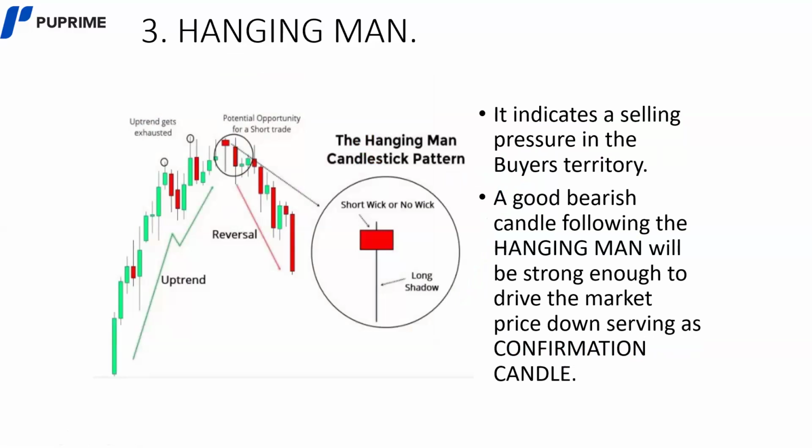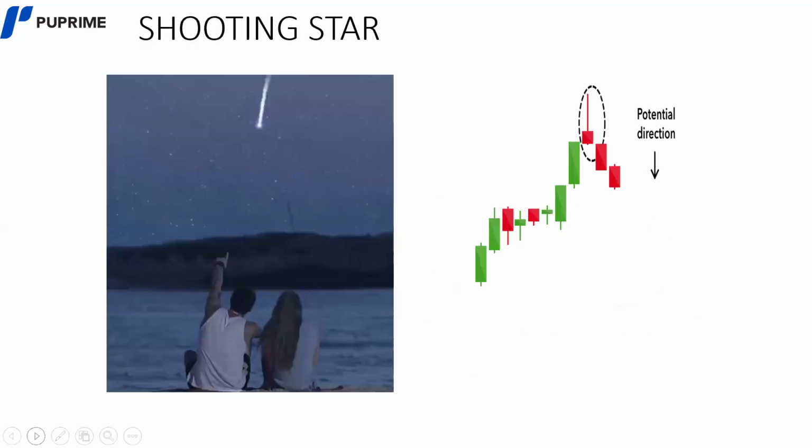Okay, it's telling you that, hey, truly at this resistance, there is a presence of what? Sellers in this very market. So when you see this type of candlestick at the resistance point, it is called a what? It is called a hanging man.